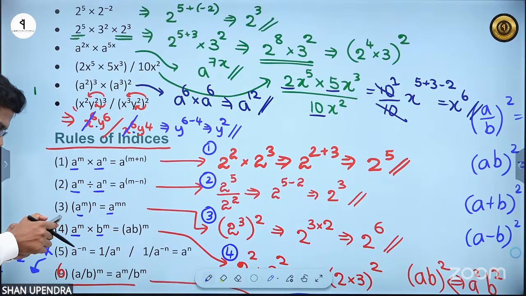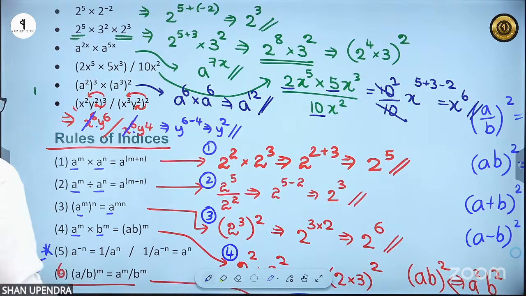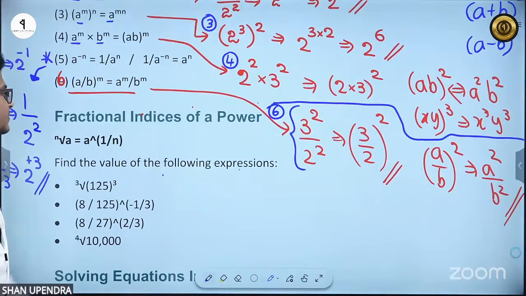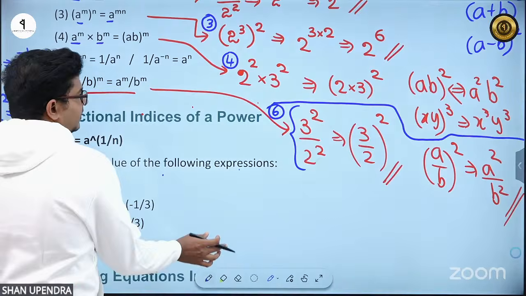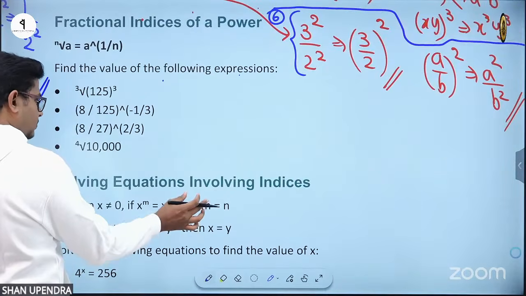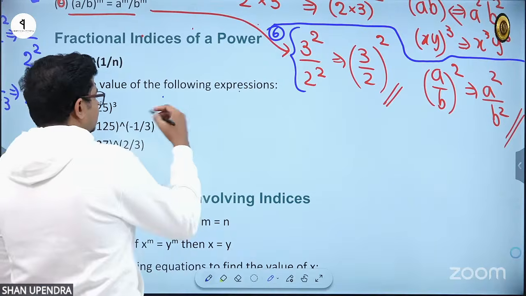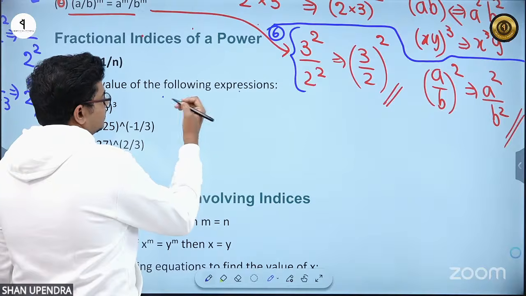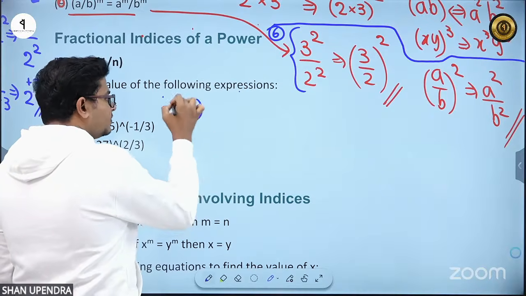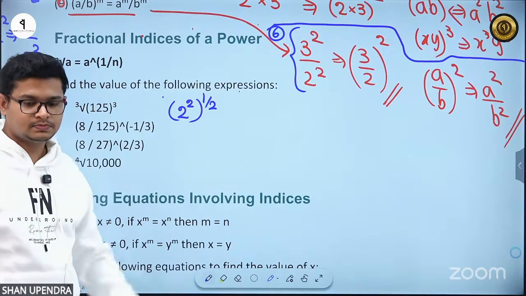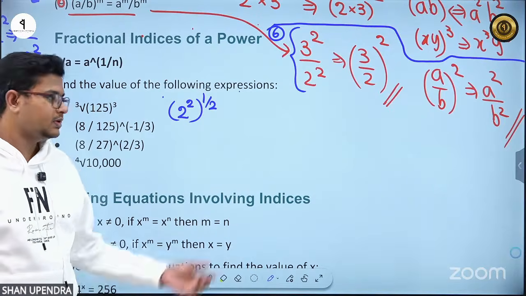So now let's move to another type of questions: fractional indices of power. Okay. So fractional means nothing but, like 2 to the power 2 to the power half. Take a simple idea.